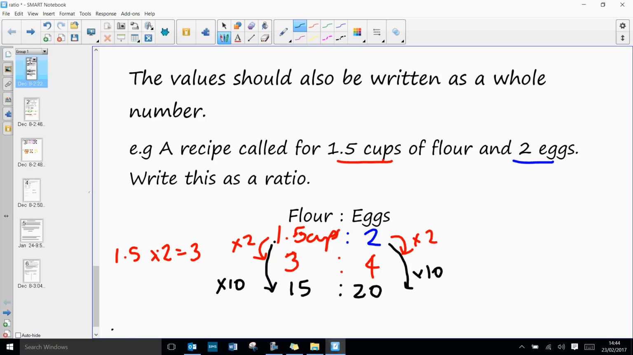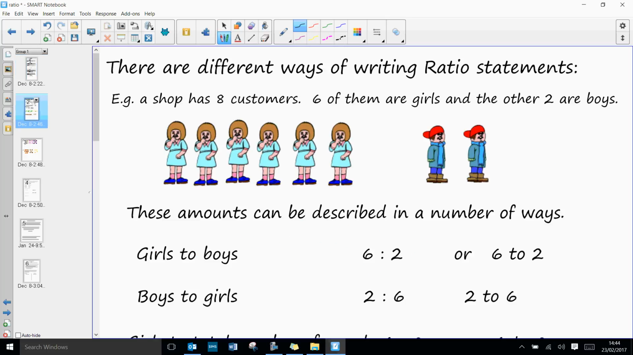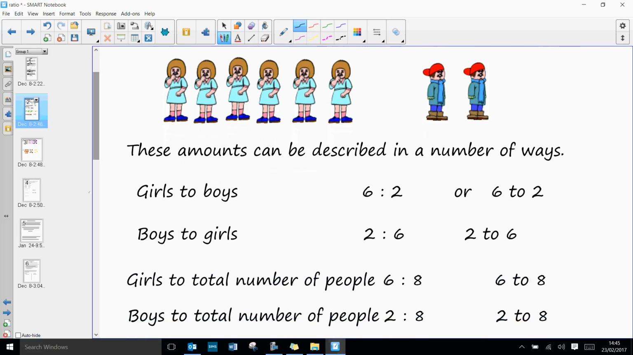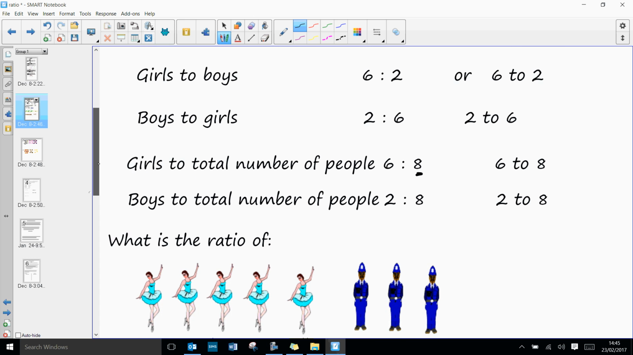So the different ways of writing ratio statements. A shop has 8 customers, 6 of them girls and 2 of them boys. So as you can see here, we've got girls to boys, which would be 6 to 2, boys to girls, obviously the different order. But we could equally say girls to the total number of people. So we know that there are 6 girls and 8 people. Boys to the total number of people, 2 to 8, and so on. So you just have to be aware that there are different ways of writing ratios.